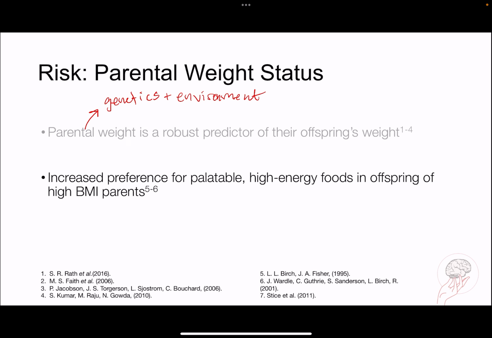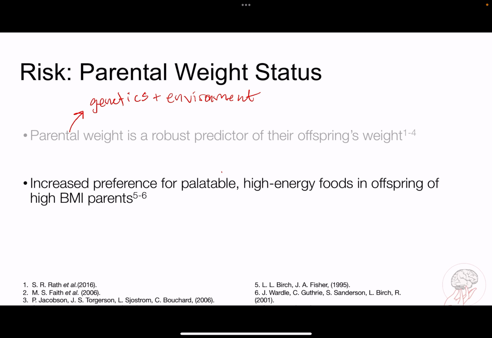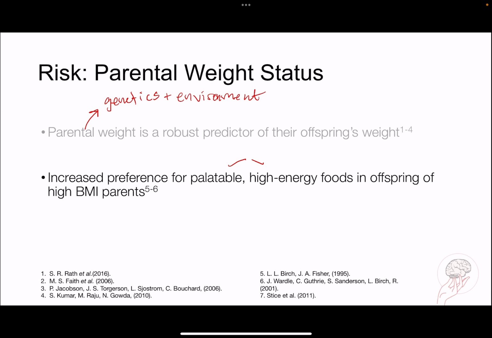So, we also see behaviors differ, with increased preferences for palatable, high energy foods in children from parents with high BMIs. And what are some palatable, high energy foods we know of? Well, refined grains are a big one, but also things like milkshakes, candies.